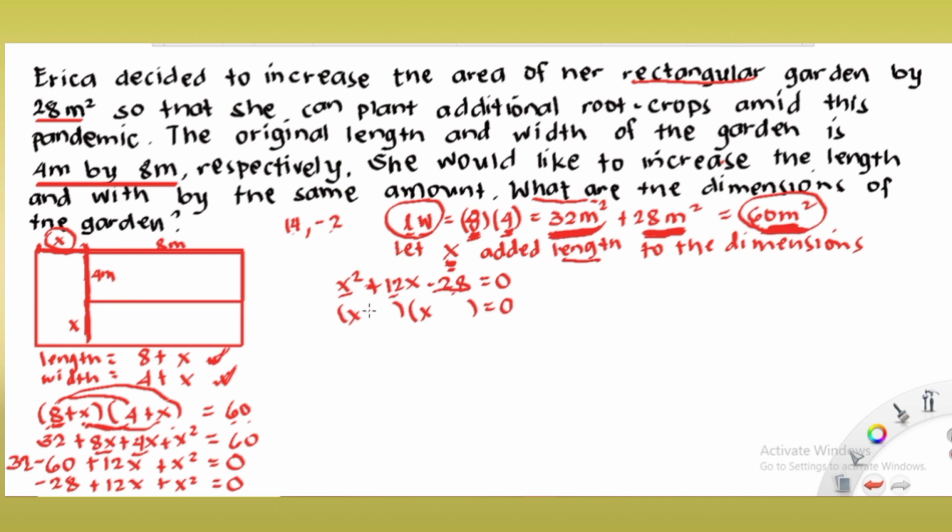Okay? So, we're going to write this factor sa loob ng parentheses. So, positive 14, we're gonna have plus 14. And then negative 2, so this is minus 2. And then solve for x.